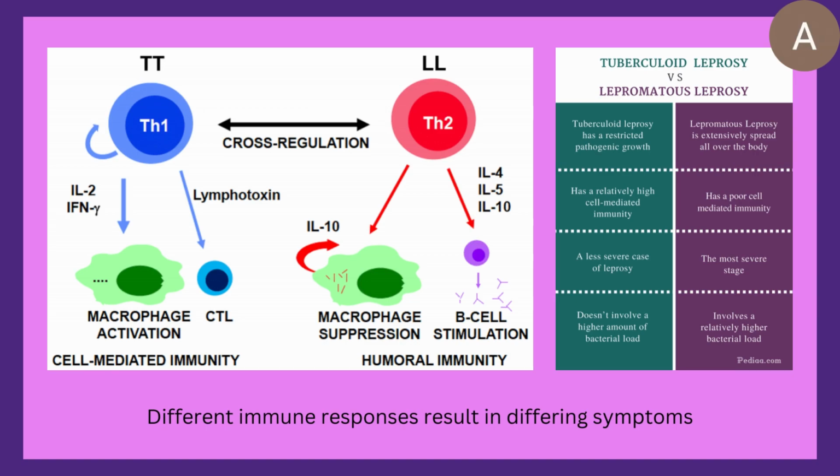Tuberculoid leprosy, on the other hand, has restricted pathogenic growth due to the activation of the cytotoxic T cells and natural killer cells. It has high cell-mediated immunity and is less severe than lepromatous leprosy. It does not involve a high amount of bacterial load.